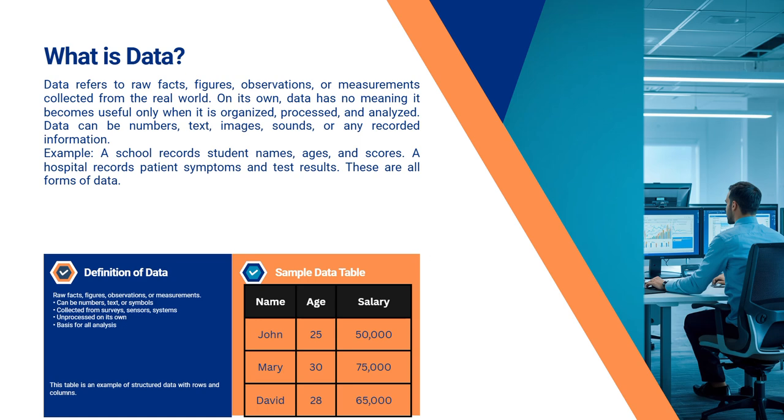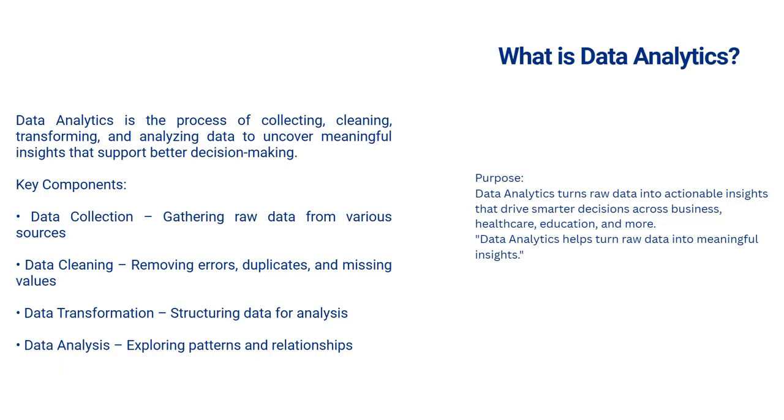So the definition of data: these are raw facts, figures, observations. This can be numbers, text, symbols, as we've already seen. Here is some sample data, as you can see from this table. This is structured data, where you can see it's organized in a table, with name, age, salary. This is the most common, where data is organized into rows and columns. We call it structured data. However, in most cases, data will not always come in that particular format.